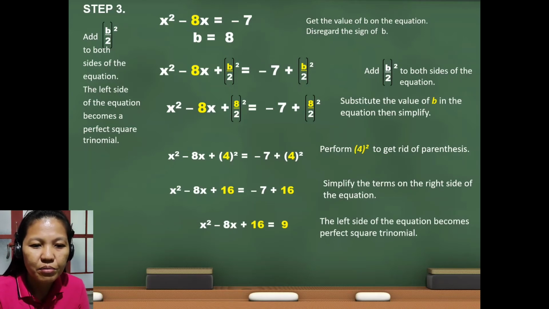Let's get the value of b. Disregard the sign. (b over 2) quantity squared is added to both sides of the equation. Substitute the value of b in the equation, then simplify. Get rid of the parentheses from quantity 4 squared. Simplify the terms on the right side of the equation. The left side of the equation becomes a perfect square trinomial.